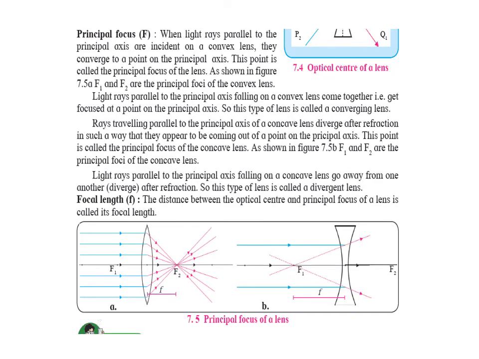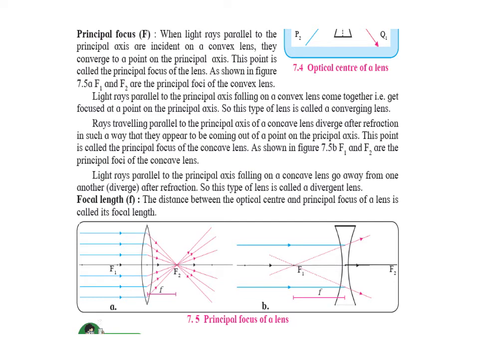Principal focus. Since we have two types of major lens, that is convex lens as well as concave lens, the principal focus differs a little in case of a convex lens as well as in a concave lens. First, we will be defining the principal focus of a convex lens. When rays of light parallel to the principal axis are incident on a convex lens, they converge to a point on the principal axis. This point is called the principal focus of the lens.